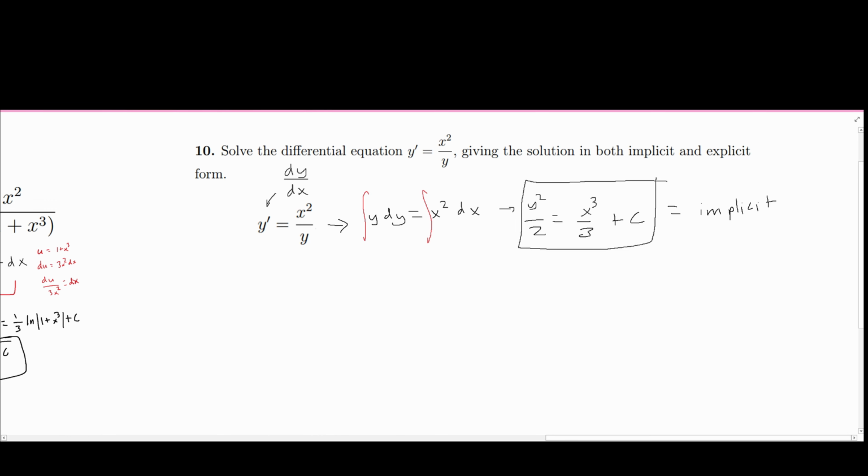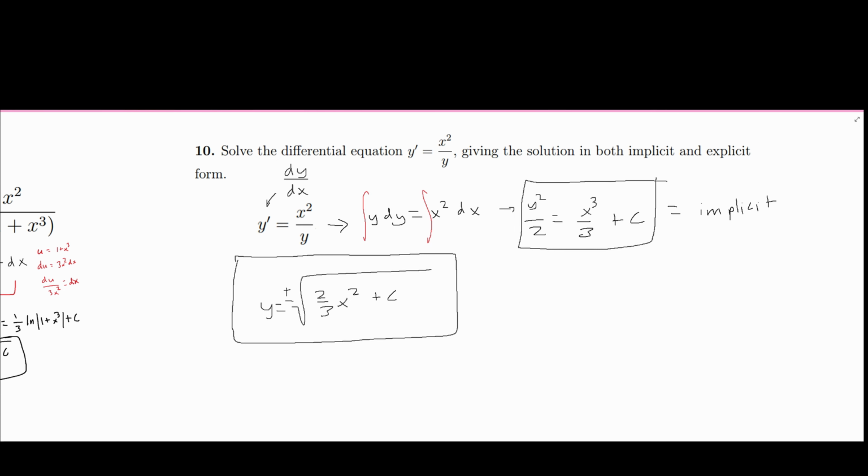Now to get the explicit solution, we just continue solving the problem. We're going to multiply 2 on both sides and then square root it to get the y all by itself. So after we do that, we are left with y is equal to plus or minus the square root of 2/3 times x cubed plus c. The reason why there is no 2 times c is because anything times a constant is just a constant. The reason why there is a plus or minus out front is because that is a rule when we take the square root of both sides. This would be the explicit solution.